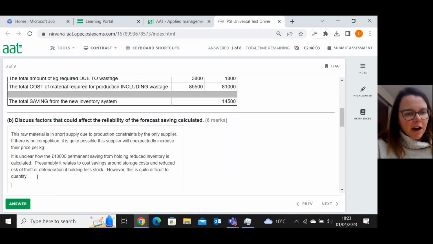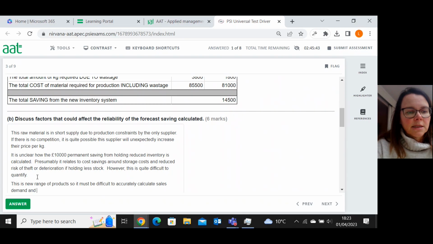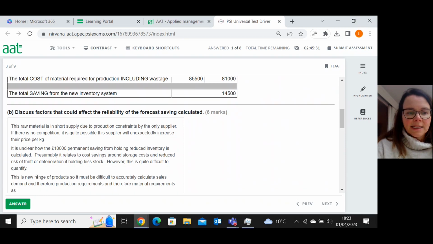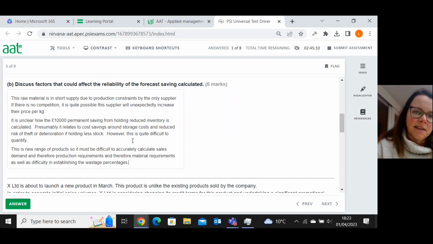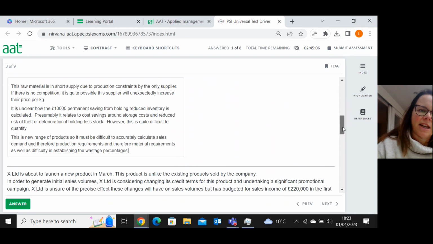Then the third paragraph that I came up with was just sort of focusing on the fact it's a new range of products. So it must be difficult to accurately calculate sales demand and therefore production requirements and therefore material requirements, as well as difficulty in establishing the wastage percentages. I mean, basically just saying it's a forecast, so everything's difficult, but trying to sort of plug it back into the question that's been asked, right? So it's discuss. So hopefully that would give me 6 marks, 3 points, and each one's been elaborated upon.